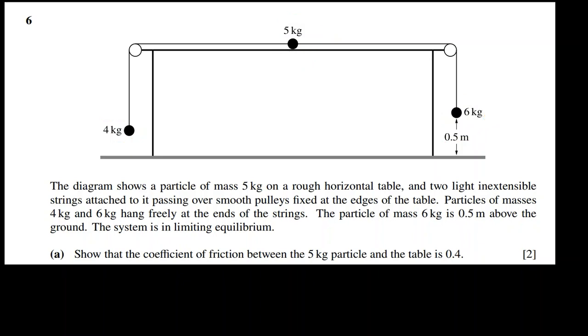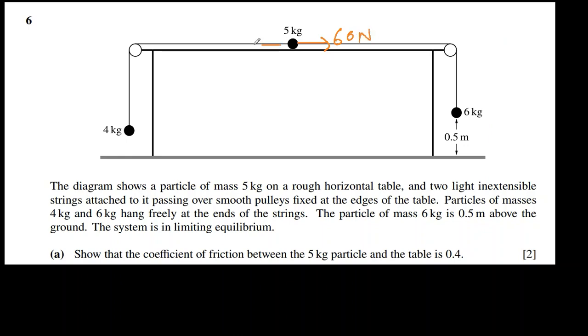So limiting equilibrium means all the forces on this 5 kg are balanced out. So let's see what are the forces on this. So in this way, because of the weight of this 6 kg, the force will be 60 newtons.